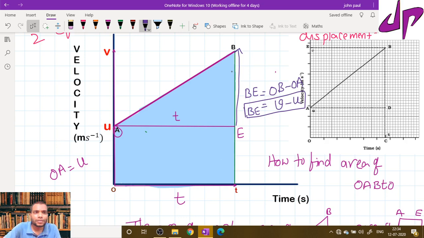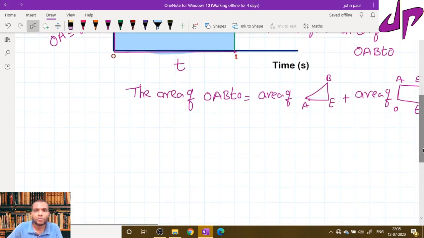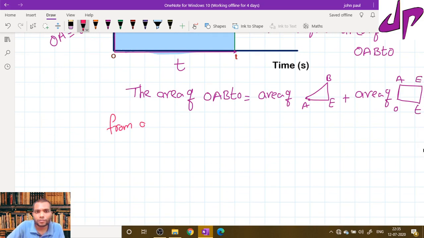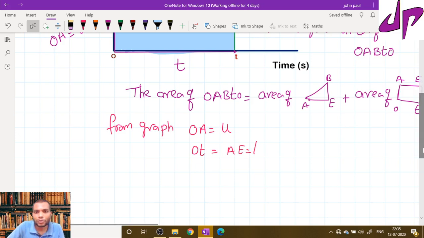So after getting all these values, we can substitute those values in the area formulas. Before that, I can write here from the graph: OA equals u, and OT, which is equal to AE, is equal to t, and BE equals v minus u. So these are the values I got from the graph.